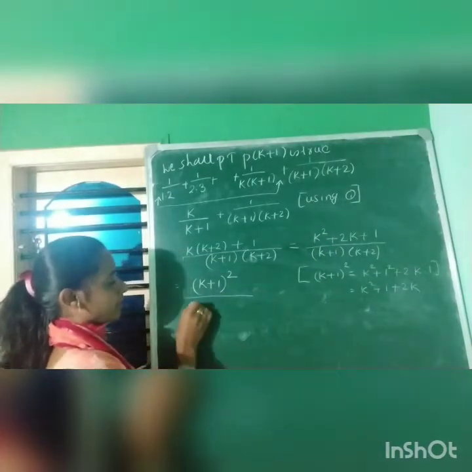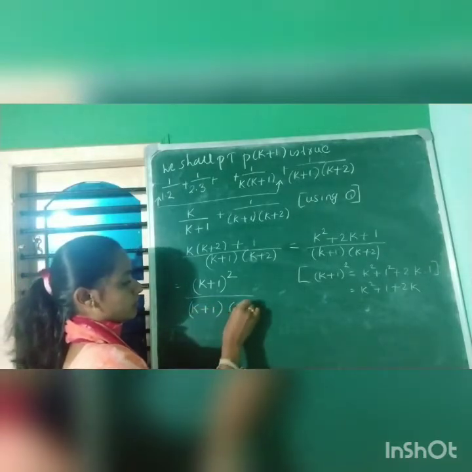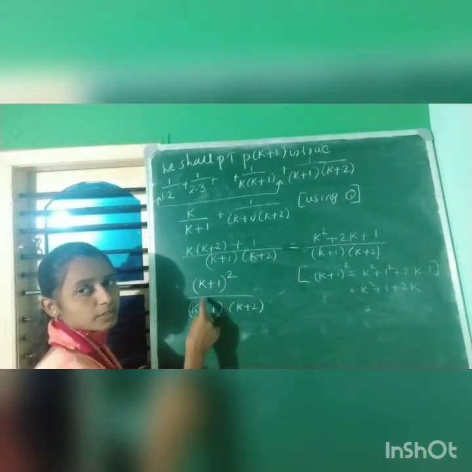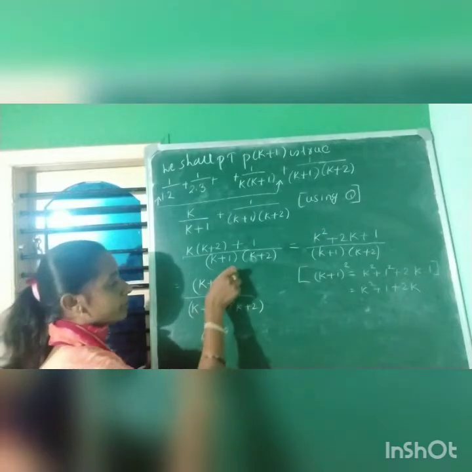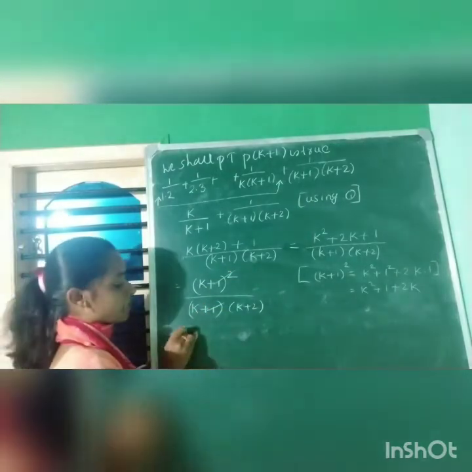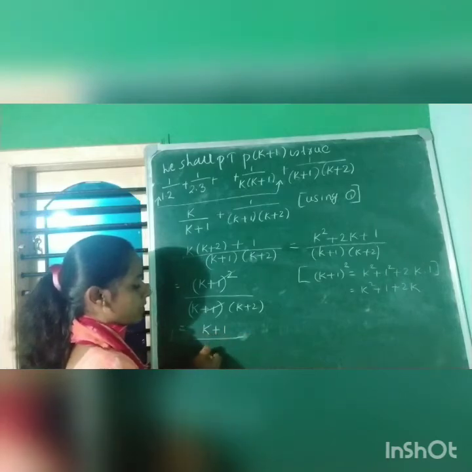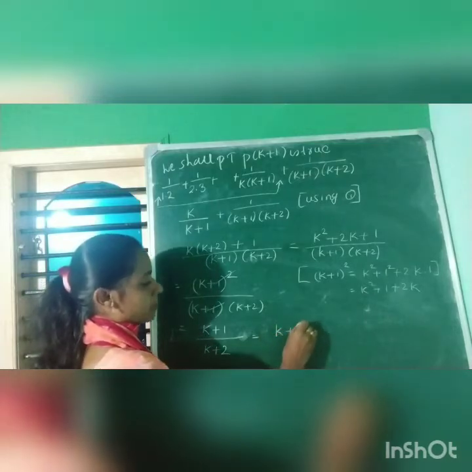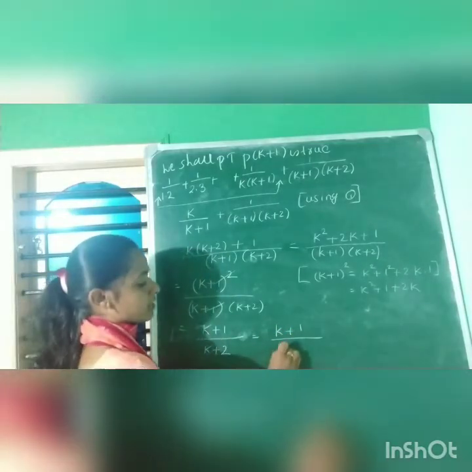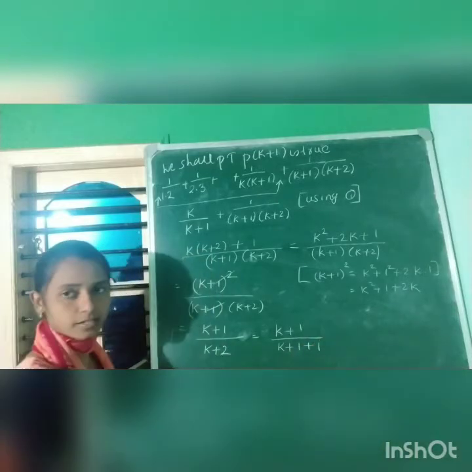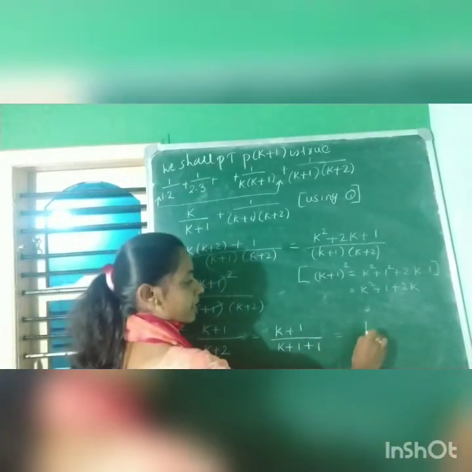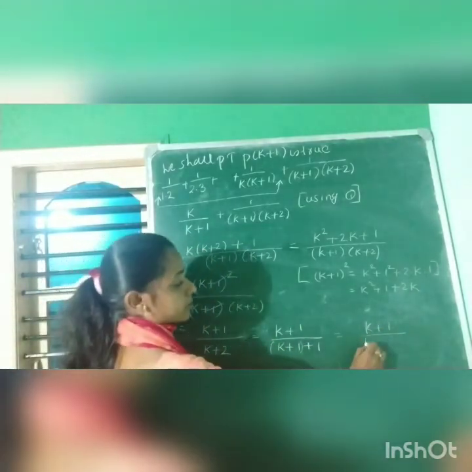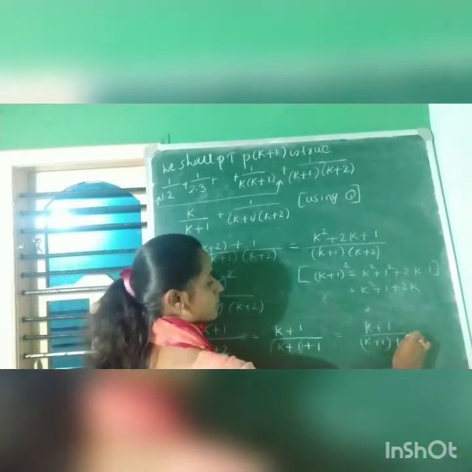Okay. And divided by k plus 1 into k plus 2. k plus 1 whole square is nothing but there will be 2 terms: k plus 1 into k plus 1. So in that one term will get cancelled. Remaining is one more, that is k plus 1 divided by k plus 2. So I'll just rewrite this as k plus 1 divided by, this 2 we can write as k plus 1 plus 1. I just group it like this.